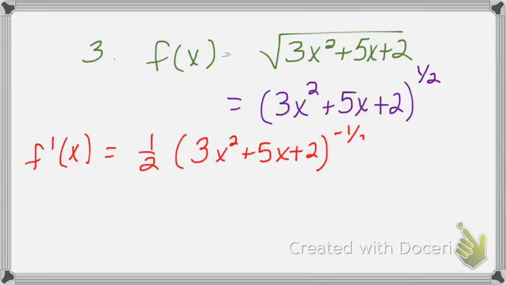Subtract 1. Then multiply by the derivative of what's inside. So I multiply by the derivative of 3x squared plus 5x plus 2. I get 6x plus 5, and you can leave it. The only time you need to multiply the 1/2 by what's at the end is if they're all just numbers, not a function.